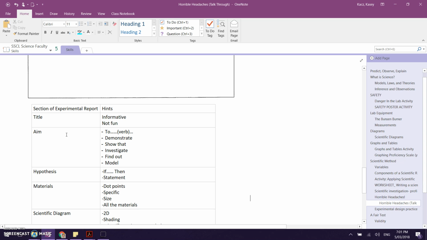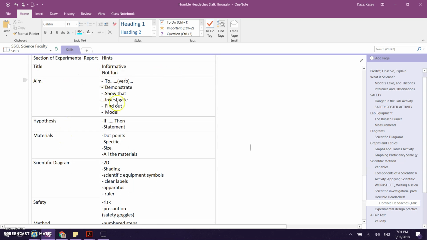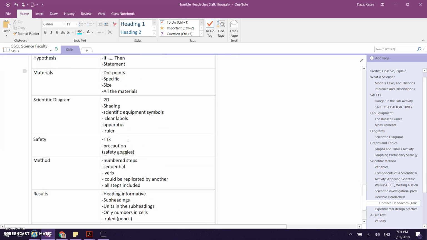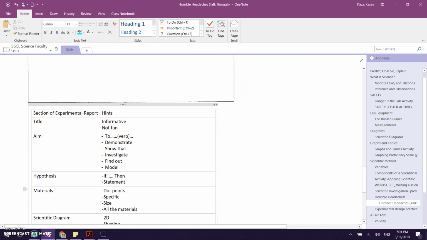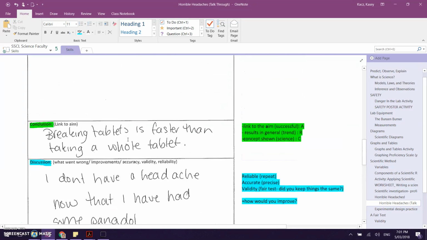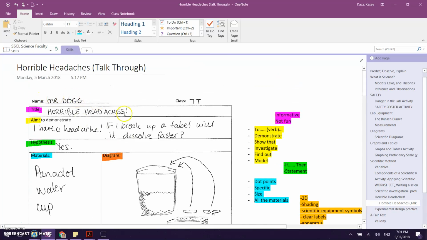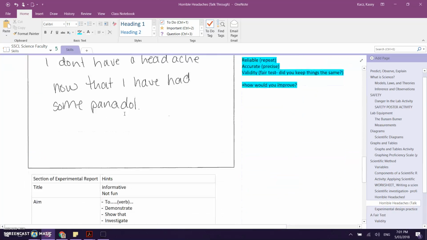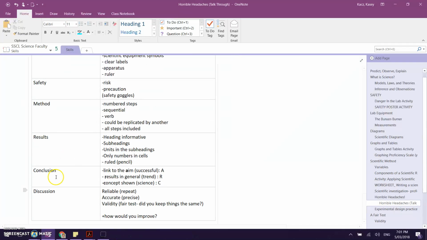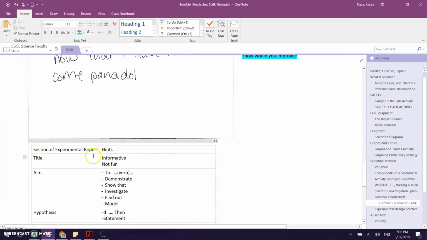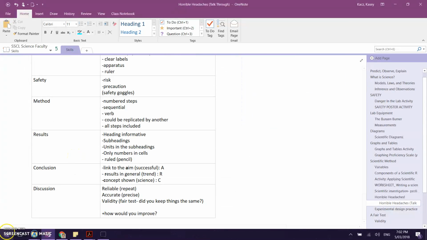Down the bottom of this page, all those things I've said, I've listed again, and you'll be given this as a checklist in class to look at this horrible headaches scientific report and figure out if Mr. Dog did any of the things required to have a good scientific report, and then you'll probably be asked to replicate this experiment and write up a proper scientific report that has all the correct features in it. And now you're all going to be experts at doing this, and you can always refer back to this cheat sheet to help you write an excellent scientific report.